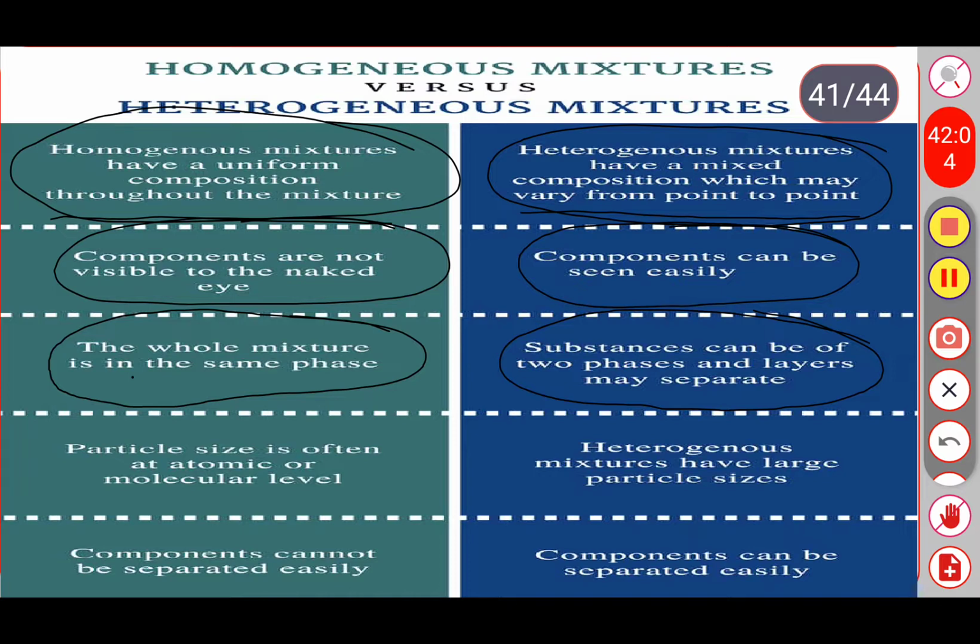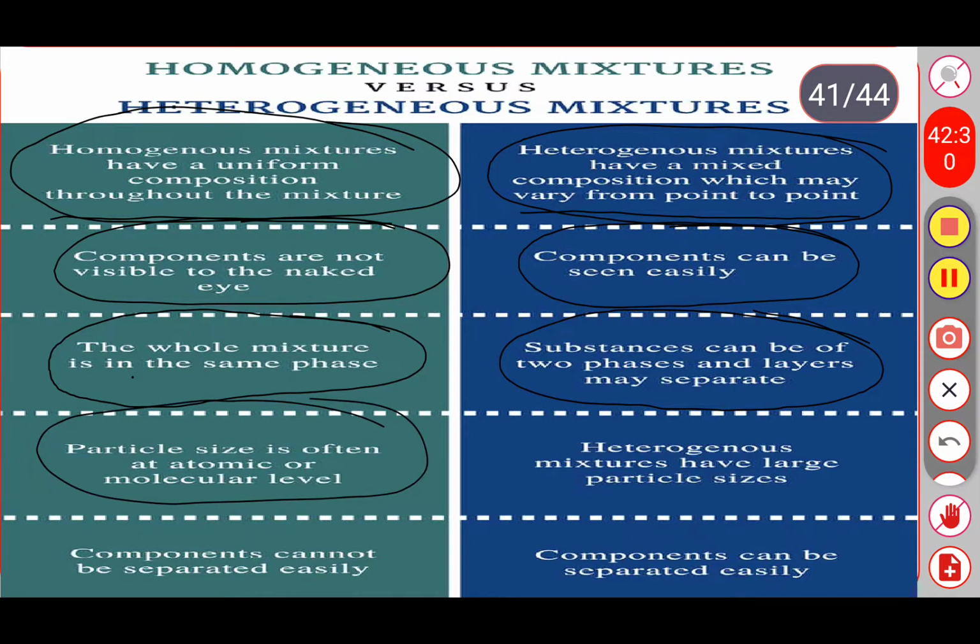Homogeneous mixtures are made up of one type of phase. Heterogeneous mixtures are made up of two or more types of phases. Particle size in homogeneous mixtures is often at the atomic or molecular level. In heterogeneous mixtures, the particles are large in size.